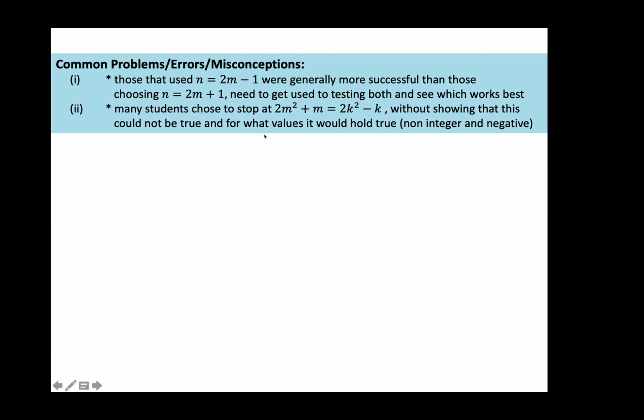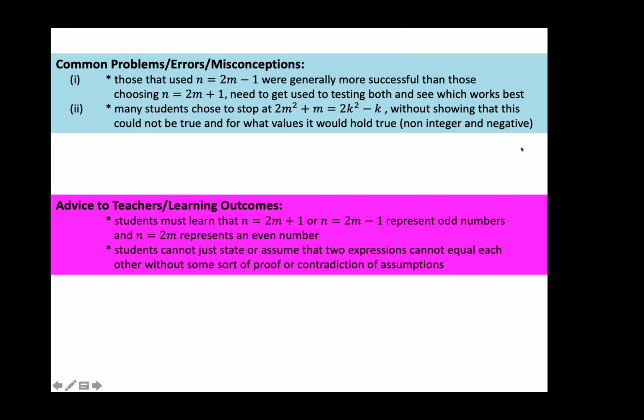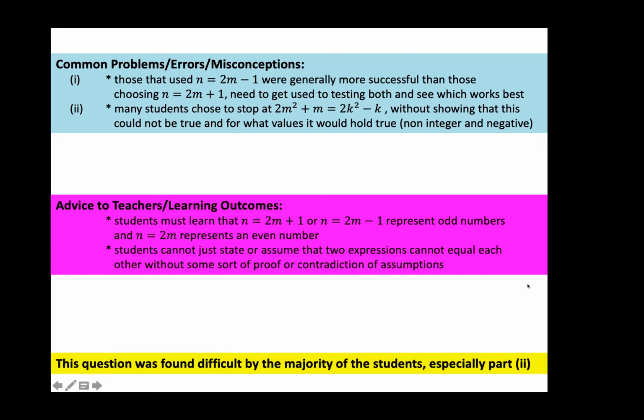In part 2, many students chose to stop at 2m squared plus m equals 2k squared minus k without showing that this could not be true and for what values it would hold true, non-integer and negative. Students must learn that n equals 2m plus or minus 1 represent odd numbers, and that n equals 2m represents an even number, and that students cannot just state or assume two expressions cannot equal each other without some sort of proof or contradiction of assumptions. This question was really difficult for the majority of students, especially part 2, where they didn't tend to finish it off.